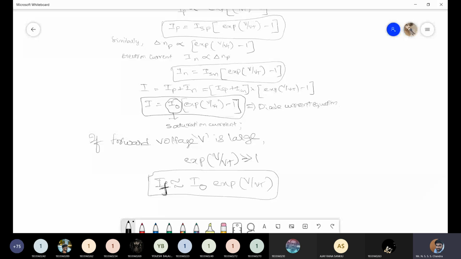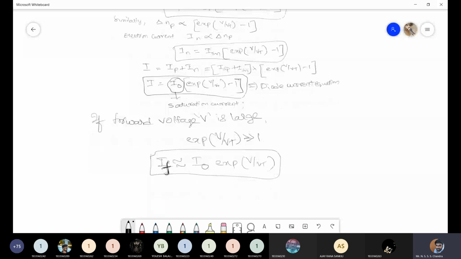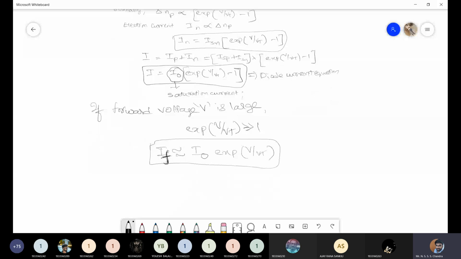Usually your forward current will be large. Your forward current is limited by your circuit resistance. IF will be nearly equal to I naught into exponential of V by Vt.